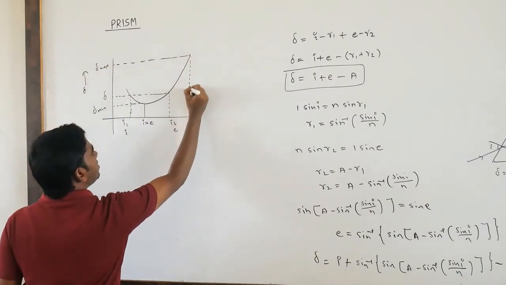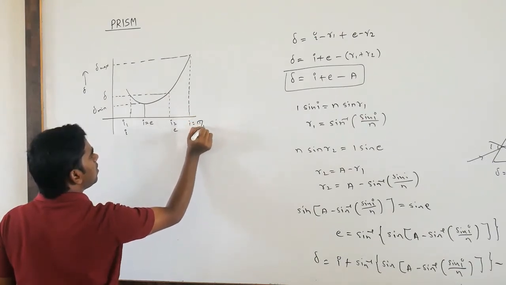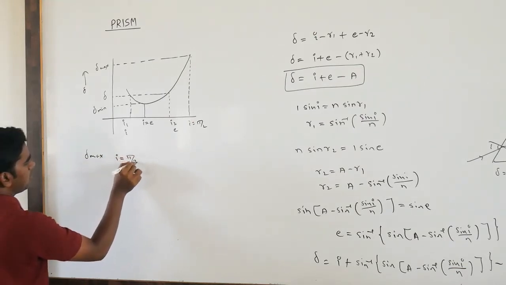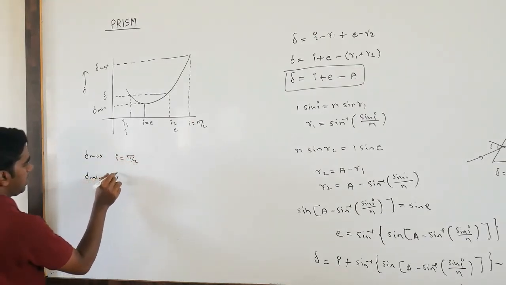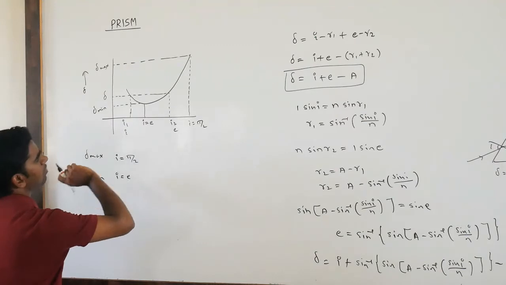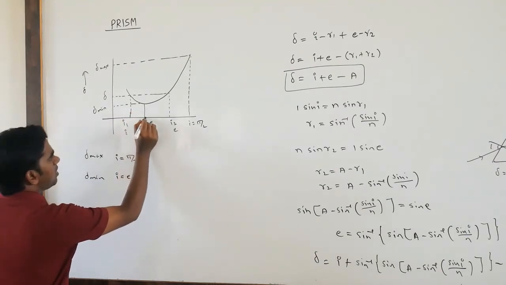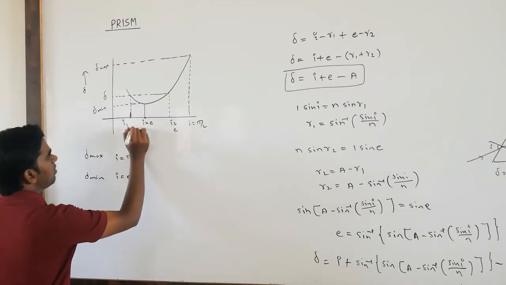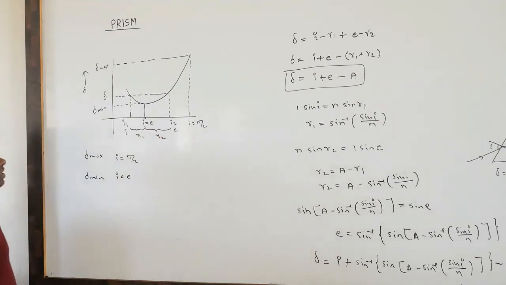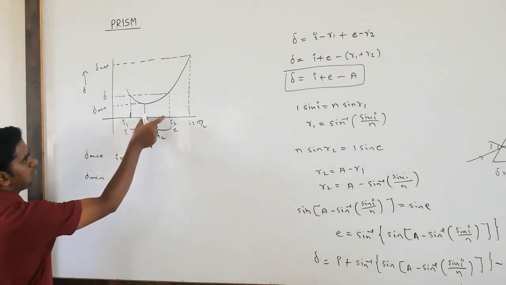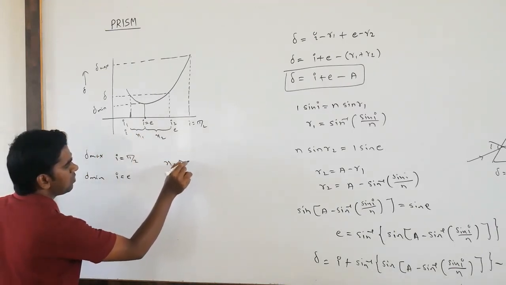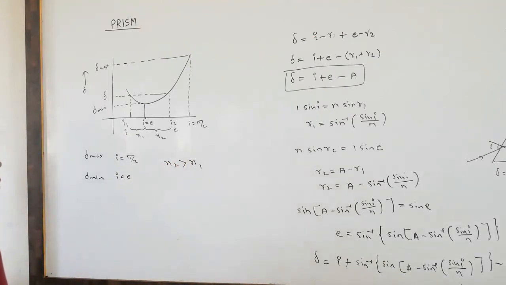So usually delta maximum occurs at I equals to what? I equals to pi by 2. So for delta maximum, I equals to or E equals to pi by 2, and for delta minimum, I equals to E. If you clearly watch this graph, see this distance from minimum deviation angle to I1. This distance you can take as x1 and this distance you can take as x2. If you observe it clearly, these two distances are not equal, they are different. So from the graph you can easily say x2 is always greater than x1.